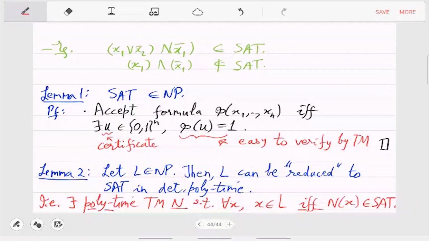We have to build this algorithm that can transform any input of an easily verifiable problem L into a Boolean formula. Right? How will you do that? That seems impossible. How do you convert arbitrary inputs to Boolean formulas? Like suppose you were given a graph or a number. How do you convert it into these AND, OR, NOT gates? So the way we will do this is we'll use the verifier of L. That's the idea.